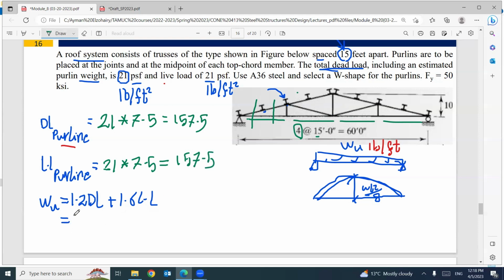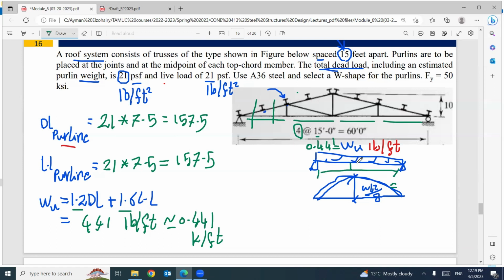I got 157.5. If you would like to figure out the W ultimate, you need to multiply the dead load by 1.2, live load by 1.6. So 157.5 times 1.2 plus 1.6 times 157.5. I got here 441 pounds per foot, or 0.441 kip per foot. So the uniform distributed load here will be 0.441. If you would like to figure out your moment, WL squared, remember the span of this purlin equals 15 feet, the spacing between the main system.